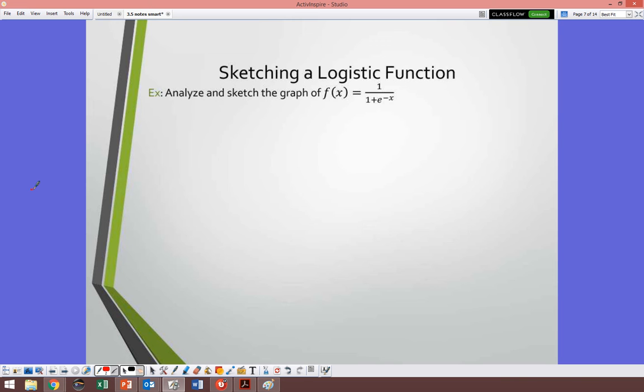Okay, finishing up. This is 3.5. This has to do with sketching. All right, first thing. If I'm following the procedure, if I'm doing the steps, what's the first thing I'm going to try and figure out?